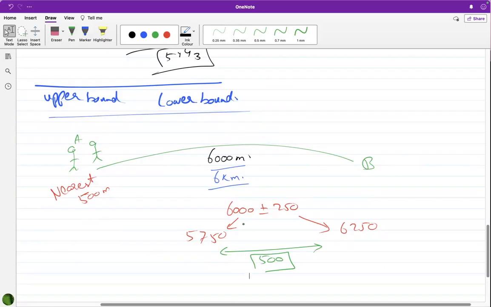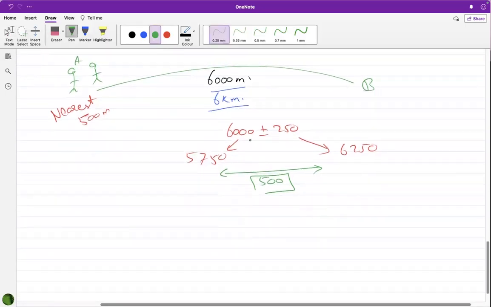So upper bound and lower bound. Now, if we write that as an inequality, this would be 5,750 is less than or equal to x, which is less than 6,250. Upper bound is in 99.9% of cases not included. I'll show how.